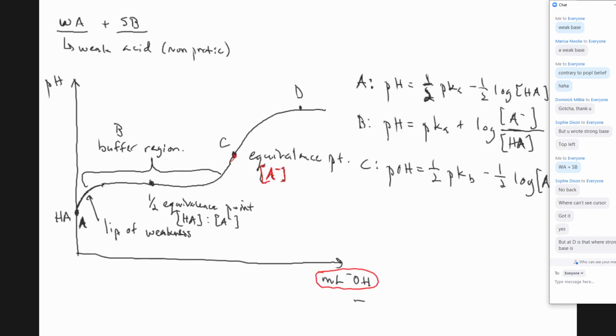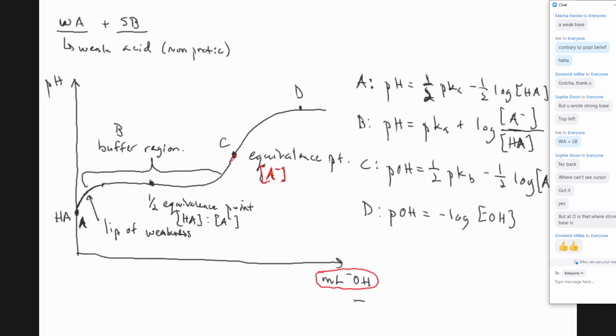Correct. So D is where the strong base is, right? Because at this point, now all you have is no more acid. And what have you been adding? Oh, there's a strong base. So at D, Sophie's correct. Your pOH now is simply negative log of your strong base in your system. So this is where you use it, Dominic. Strong base. Okay? Because the strong base is actually the OH minus that we've added to the system.